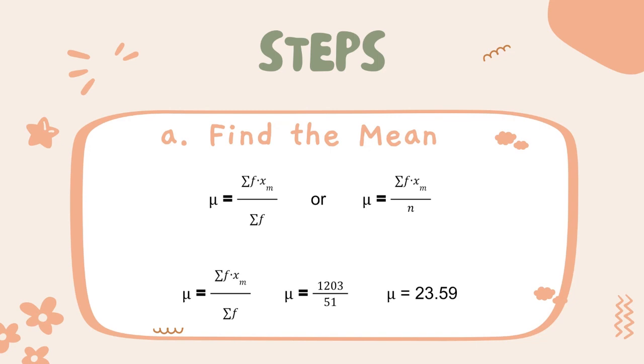Now, for us to move on to x sub m minus the mean, of course, we need to find the mean. The formula of the mean is equal to the sum of f times x sub m divided by the sum of the frequency, or the n. Then, we will substitute the values: 1203 as the sum of f times x sub m and 51 as the sum of the frequency. 1203 divided by 51 is equal to 23.59. Then our mean is 23.59.